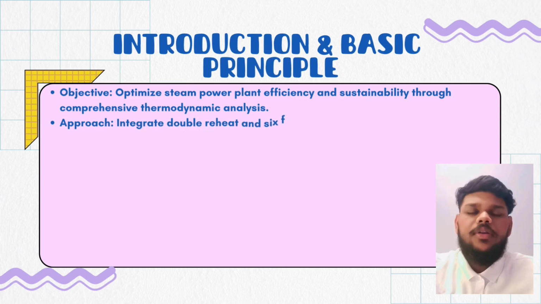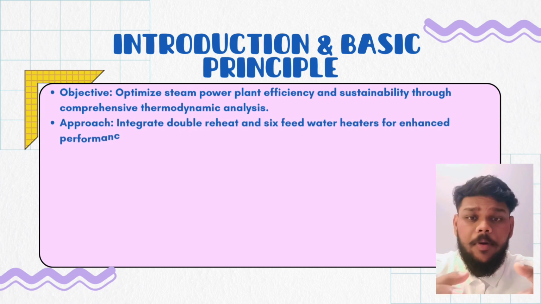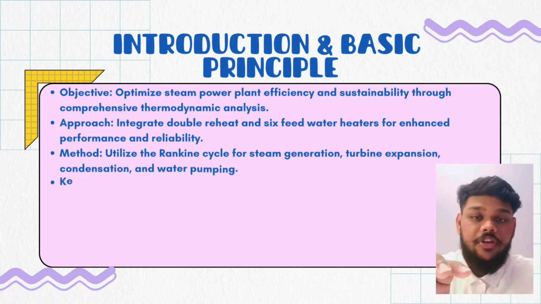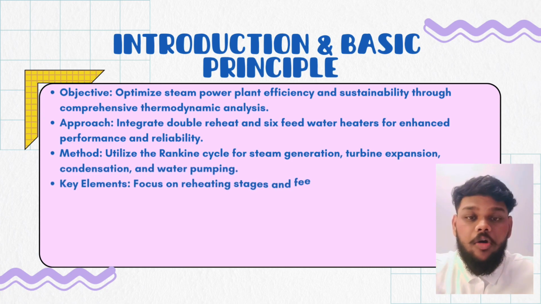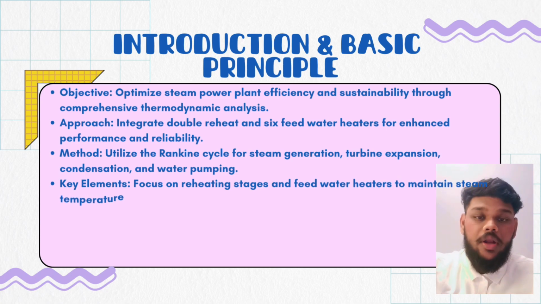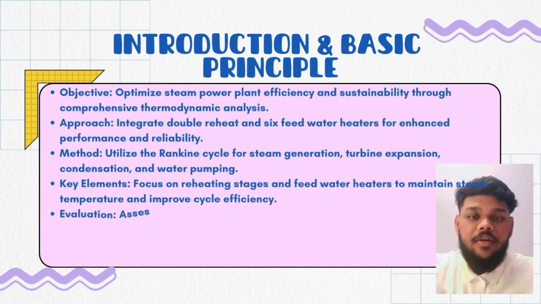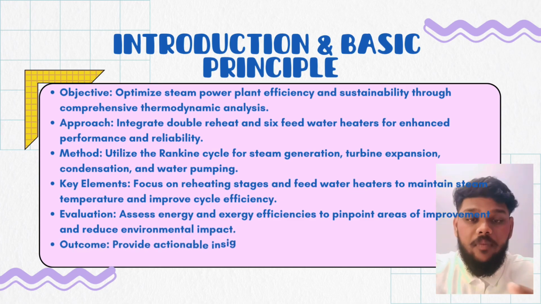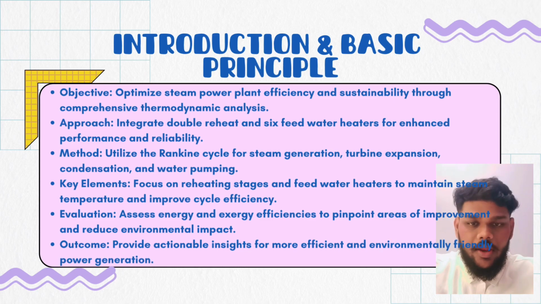Now I'm going to explain about our article. We chose an article about steam power plant. This study analyzes a steam power plant with double reheat and 6 feed water heaters to optimize efficiency. The plant operates on the Rankine cycle, converting thermal energy to mechanical and electrical energy. Key components include boiler, turbines, condenser, and pumps. Double reheat and feed water heaters improve thermal efficiency by maintaining steam temperature and preheating water, reducing fuel consumption and emissions. By evaluating energy and exergy efficiency, the study identified areas for improvement, aiming to enhance performance and sustainability, contributing to more efficient and environmentally friendly power generation.